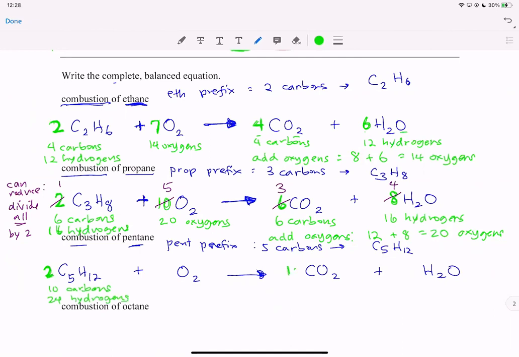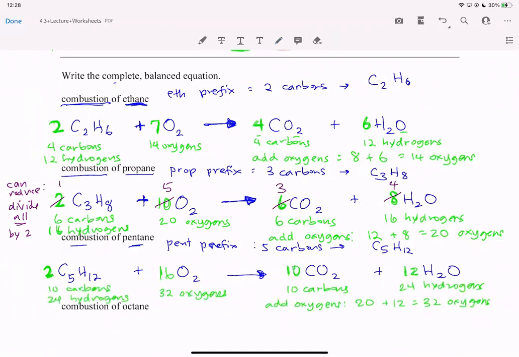To get 10 carbons, I'm going to need to put a 10 in front of CO2, and that would be 10 carbons. And then I'm going to put a 12 in front of H2O, and that's going to be 12 times 2, or 24 hydrogens. Now I'm going to add those oxygens on the right side. So that's 10 times 2, or 20 from CO2, and 12 times 1, or 12 from H2O. So that's going to be 32 oxygens on the right side. So in order to get 32 oxygens on the left side, I'm going to need to put a 16. So that's going to be 16 times 2, or 32 oxygens on the left side.